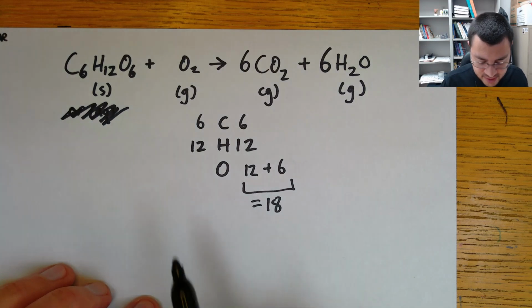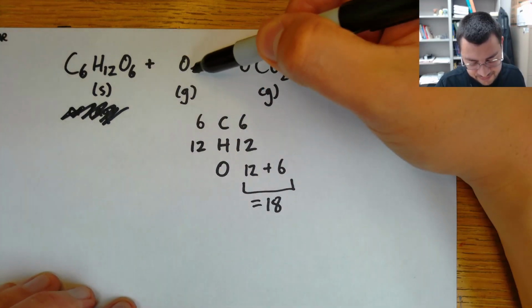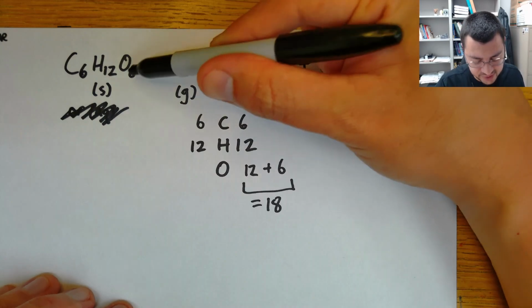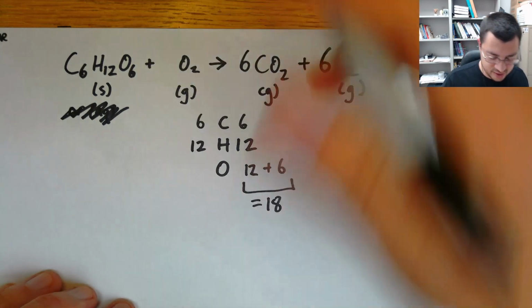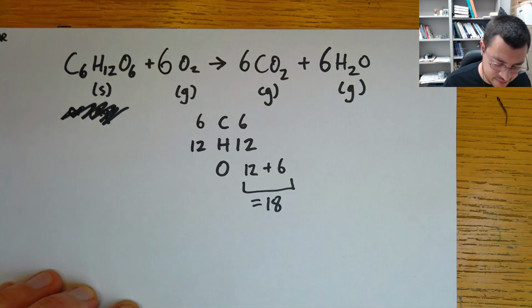It's like, let's see, 6 times 2 is 12 plus 6 is 18, so a 6 would work here. And that would be correct. So you would put a 6 there, and then you'd be done.